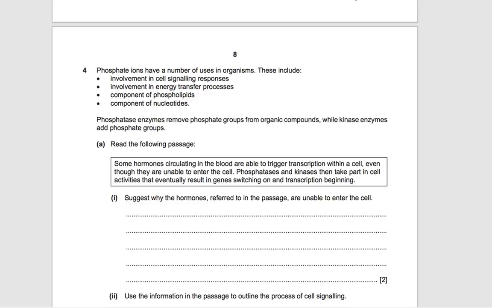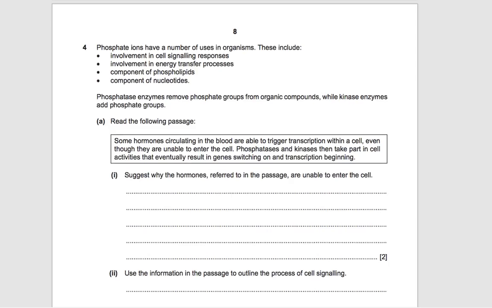Okay, and then use the information in the passage to outline the process of cell signaling. So we've already kind of gone through this, but once again, the hormones are released from an organ, and then they travel to the target cells where they combine with the cell surface receptors that trigger the action of kinases downstream, and eventually lead to the specific response, which in this case is transcription, not activation.